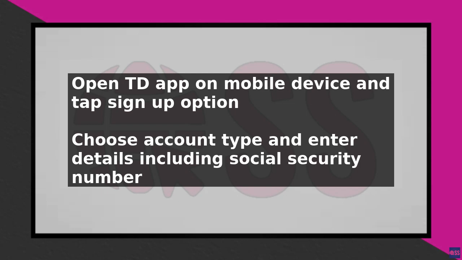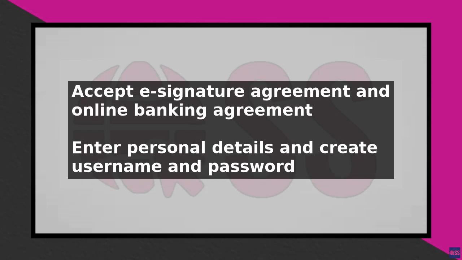You will then need to enter your details, including your social security number, TD Bank ATM or Visa debit credit card, email address, and account number. After entering this information, toggle the required option and tap Continue. You will be prompted to accept the e-signature agreement and the online banking agreement.